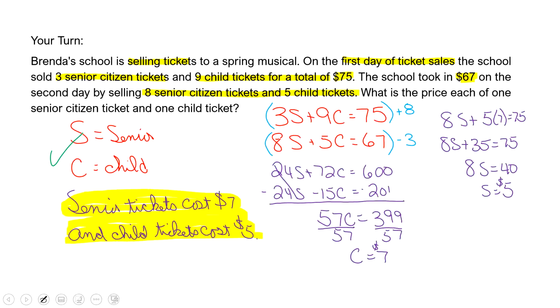Plugged that back into one of the equations. I found out that the senior tickets were 5, and I just realized my solution is backwards. Senior tickets are $5. Child tickets are $7. Apologize for that there. Does that make sense?